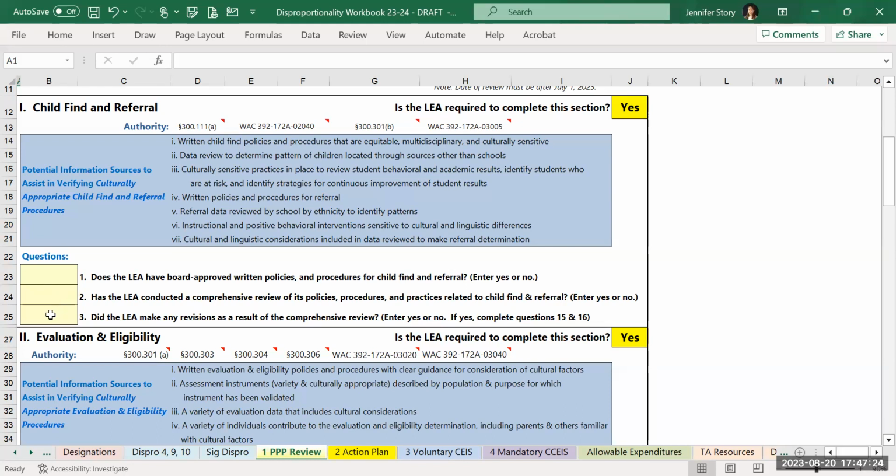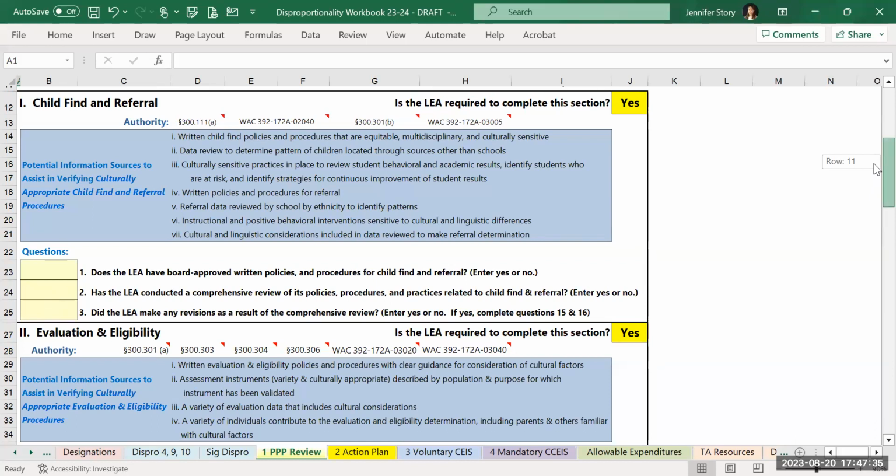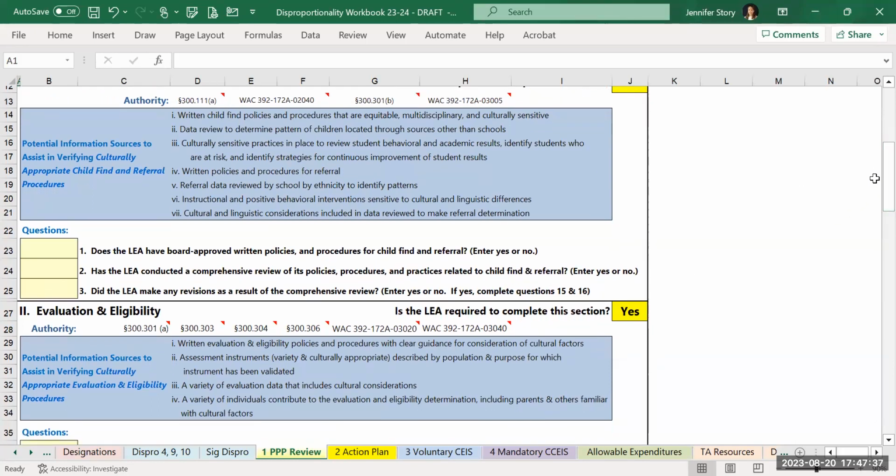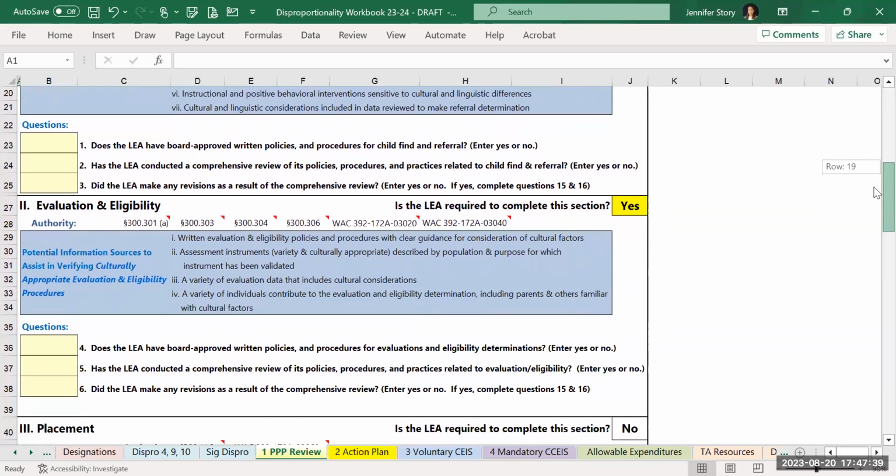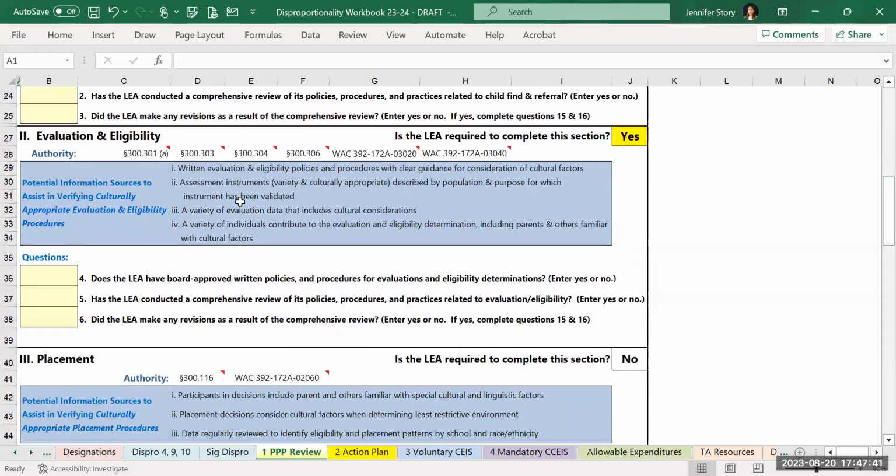The last question is whether you made any revisions as a result of your comprehensive review. That can be a yes or a no. If you do say yes, that you did make some revisions, then you need to go respond to questions 15 and 16. So I'll show you what those are in just a second.